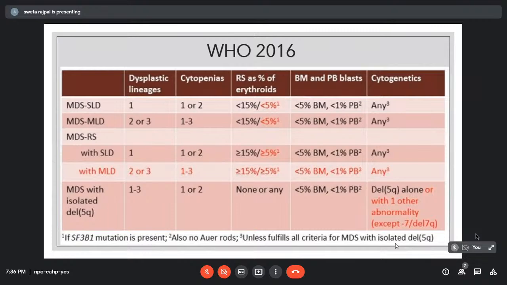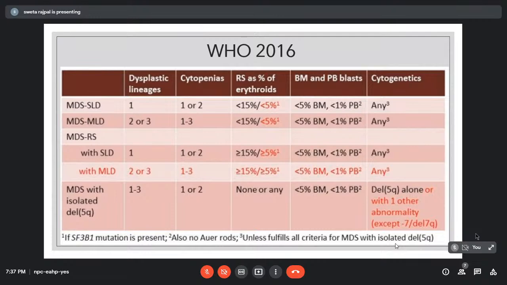In multi-lineage dysplasia, everything will be the same, apart from that patients in this category will have dysplasia in 2 or 3 lineages. And with ring sideroblasts, we can divide it into single lineage dysplasia and multi-lineage dysplasia, with features of dysplasia in either 1 or 2 lineages, with the presence of more than 15% ring sideroblasts, and bone marrow blast being the same as MDS-SLD or MDS-MLD. Interestingly, the cutoff for ring sideroblasts is as low as 5% when they have a mutation of SF3B1.